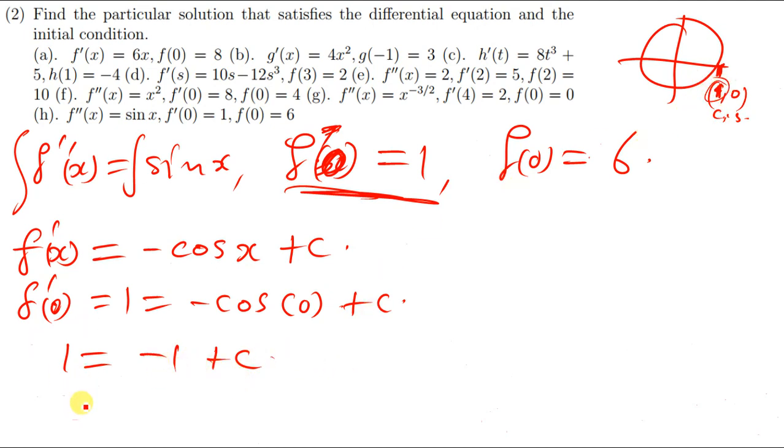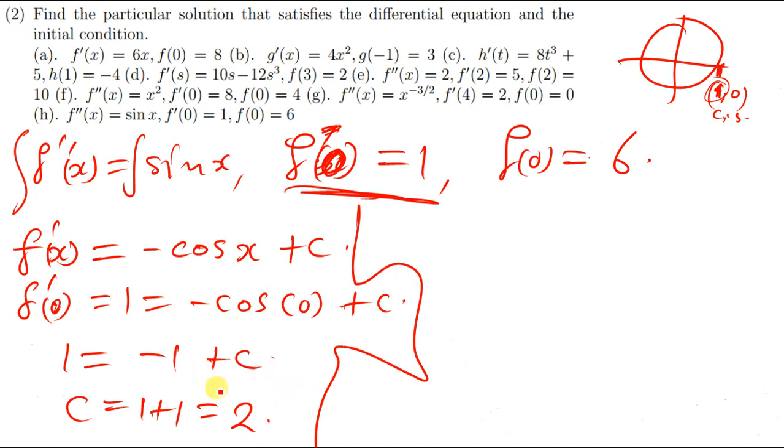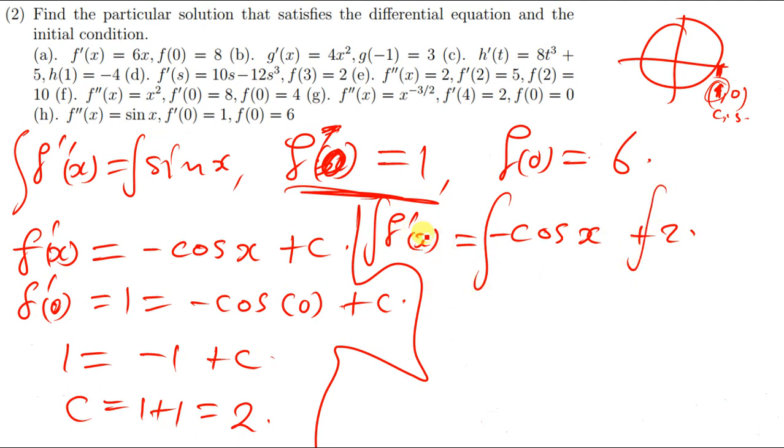So you take this one to the other side of the equal sign so that you have 1 plus 1, then the value of c becomes 2. So we have found the first value of c. So f prime of x is therefore equal to negative cos x and then plus 2. So now let us integrate this one to get the particular equation. So integrate the independent terms there. So the integral of f prime of x with respect to x is simply just f prime of x. Is f of x rather.